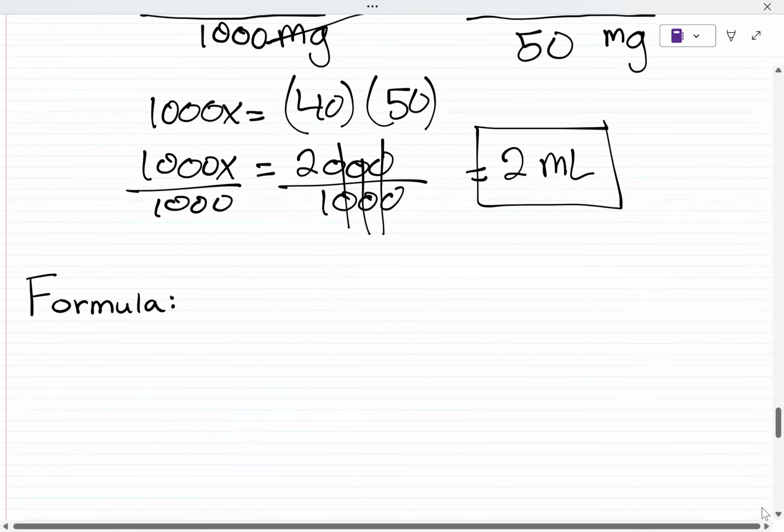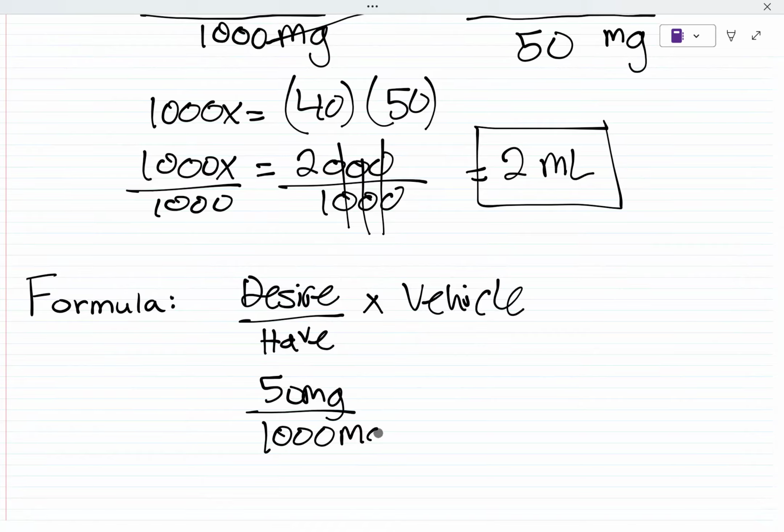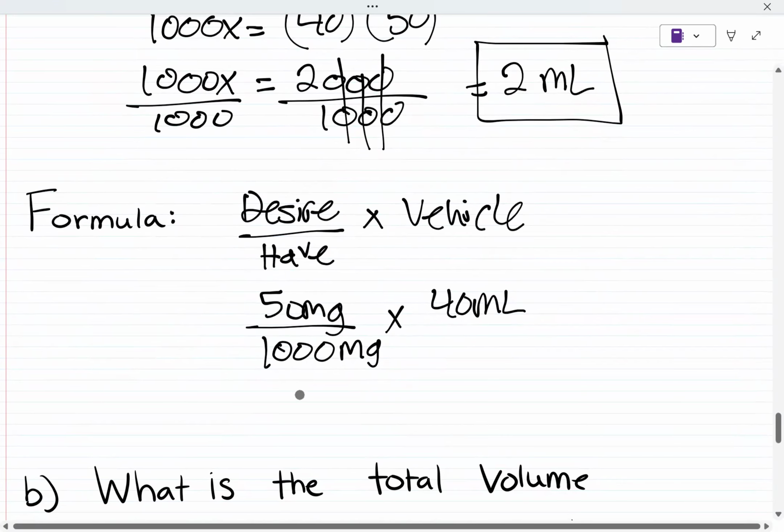And then for the formula method, it's going to be desire over half times vehicle. So our desire was 50 mg, and then our half was 1,000, and then our vehicle was 40 milliliters. Okay. That gives you 2 milliliters.